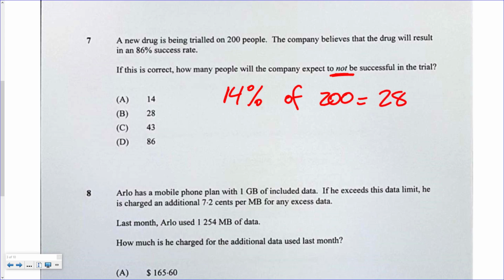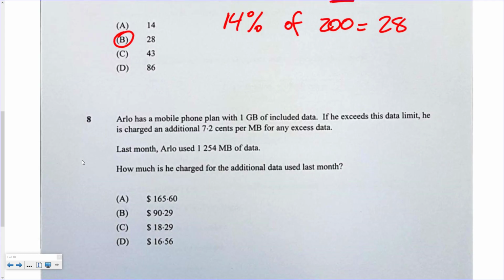So a fairly simple question. We're saying that 86% of people will have success, which means 14% won't have success. You need to find 14% of 200. So if you said A, what you did is you found that 14% and immediately jumped at it, but you need to realize we'll do it for 200 people. Going down to question 8.